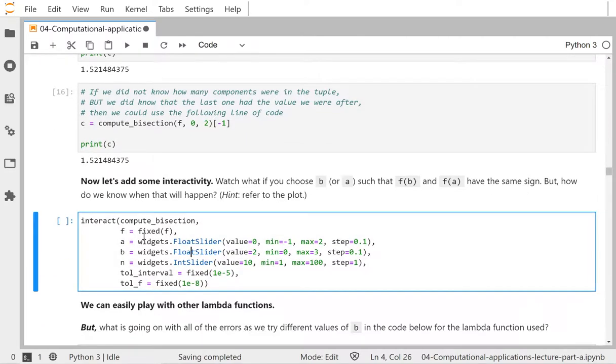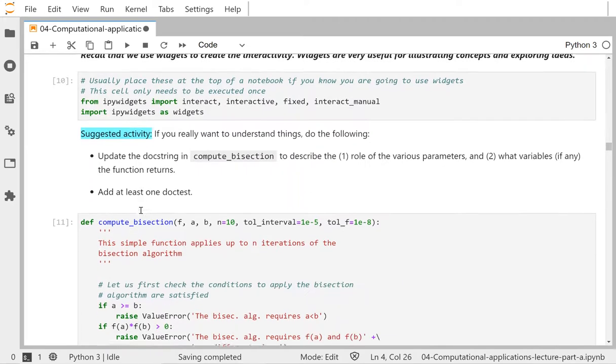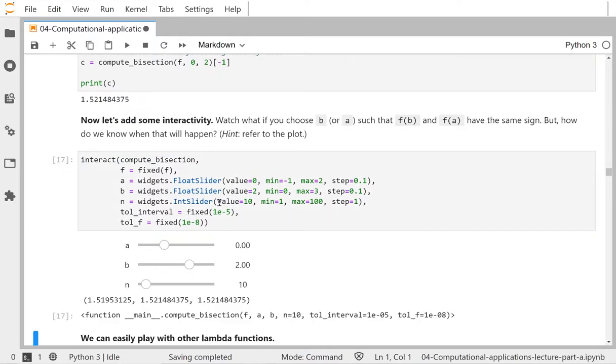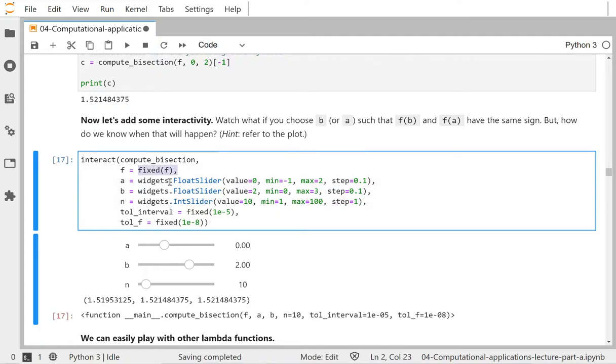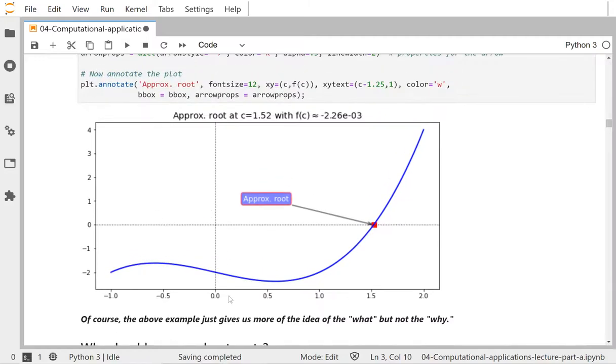So here, notice how I'm going to interact. I've imported, let's go back to this right here, from ipywidgets the interact, the interactive, the fixed, the interact_manual, and widgets. I've imported all of these different things from ipywidgets, including ipywidgets as widgets. Now when I am interacting with this function, I'm fixing the f value as fixed f, and now I'm giving A, B, N, and the tolerance values are fixed, but I'm letting A, B, and N vary.